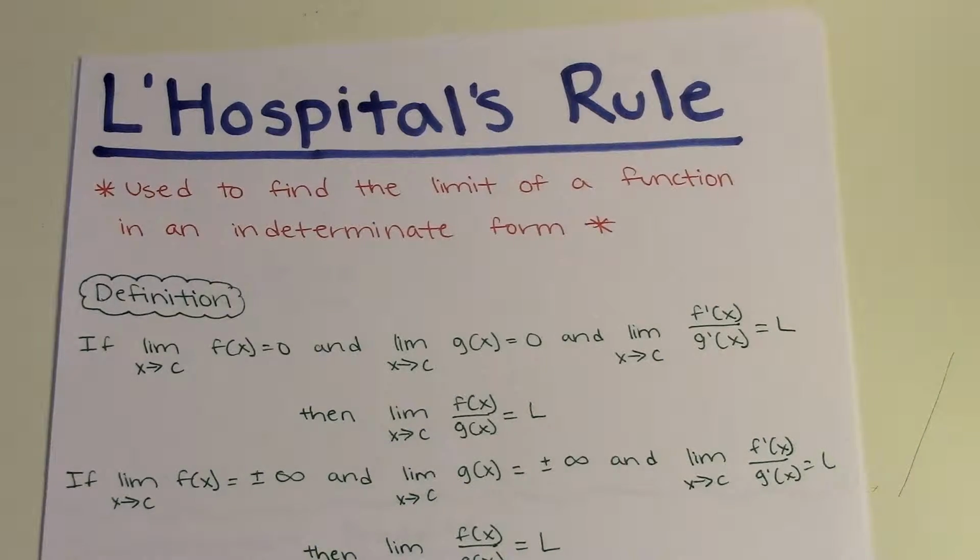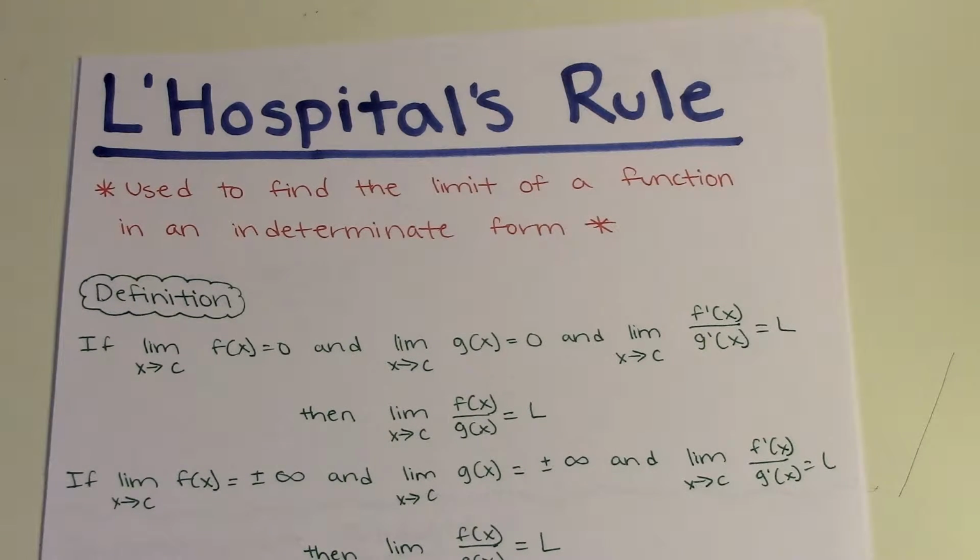Today we're going to be learning about L'Hopital's rule, which is used to find the limit of a function in an indeterminate form. So let's start off with the definition. If the limit as x approaches c of f of x equals 0, and the limit as x approaches c of g of x is equal to 0, and the limit as x approaches c of f prime of x over g prime of x is equal to a certain limit, then the limit as x approaches c of f of x over g of x is equal to that same limit.